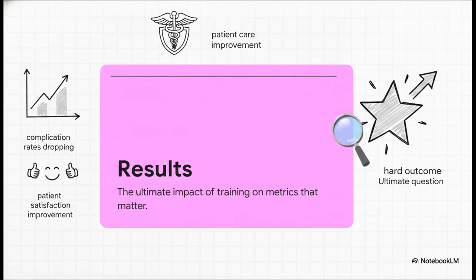And finally, we reach the top of the mountain. Level 4, results. This is the holy grail of evaluation. It asks the ultimate question: did the teaching actually improve patient care? We aren't talking about a surrogate marker here. This is the hard outcome. Did complication rates actually drop? Did patient satisfaction measurably improve?